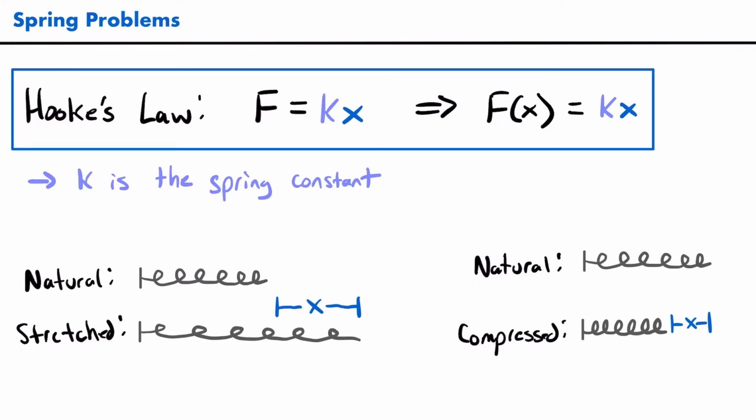Okay, and so where Hooke's law comes from here is that in order to stretch or compress a spring, it's going to require a force because a spring wants to stay at its natural length. So in order to stretch it or compress it, it's going to require a force. And that force is a variable force because it depends on how far the spring was stretched or compressed. All right, and so let's take a look at an example of a spring problem where we will calculate the work done in stretching or compressing a spring.